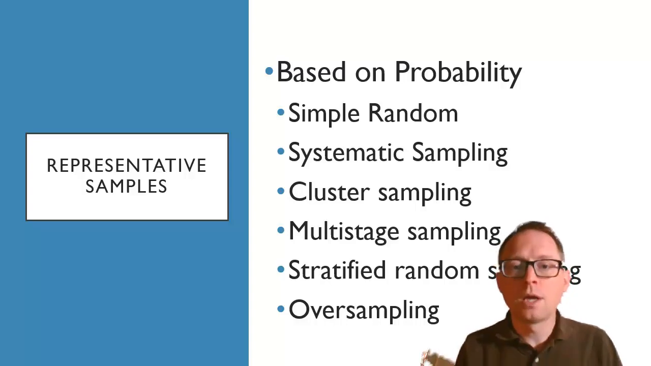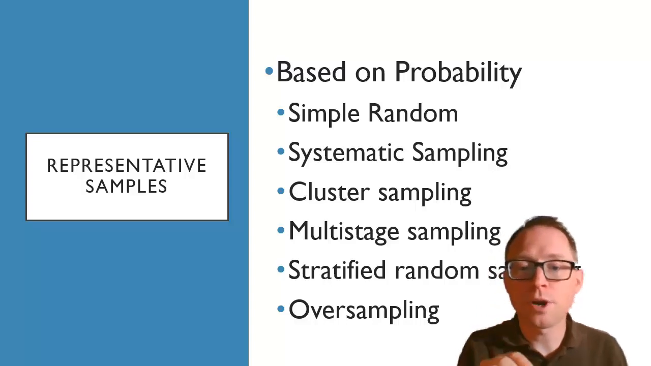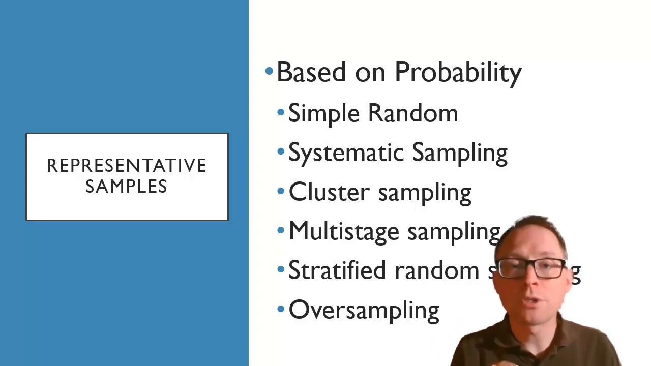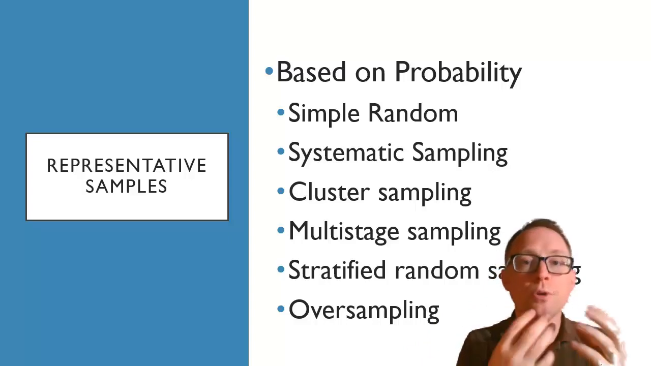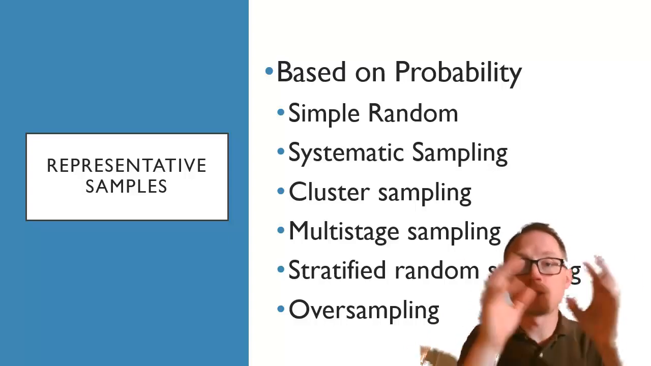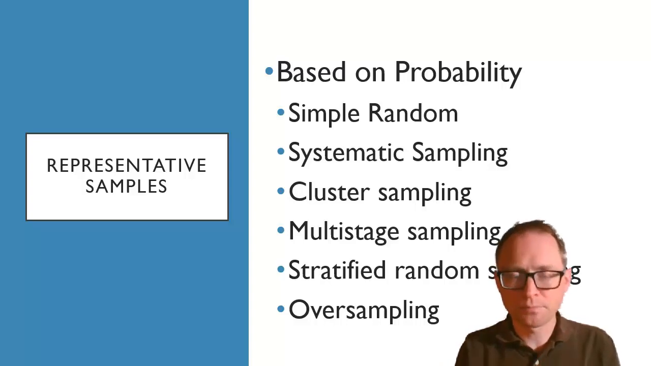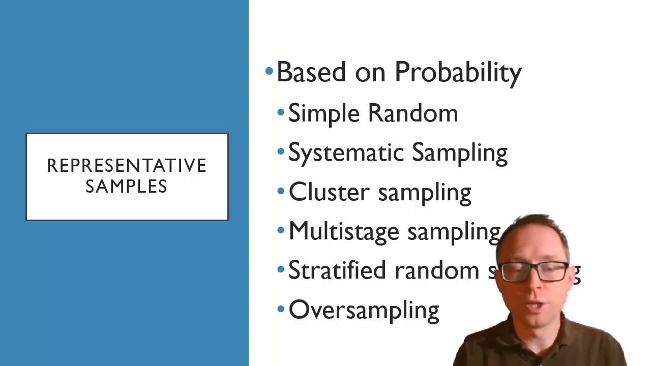All right? And so we're going to talk about simple random, systematic sampling, cluster, multi-stage, stratified random, and oversampling as procedures to try and get a representative sample. A representative sample just means that the people in the sample have the same characteristics or they're representative in the same proportion as the entire population. That's a representative sample. So let's talk about how we would do this.